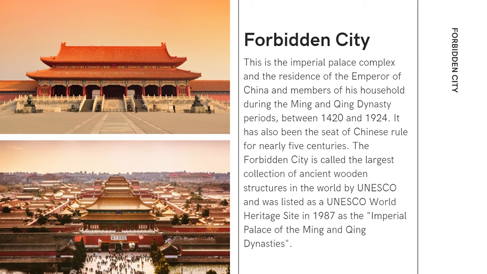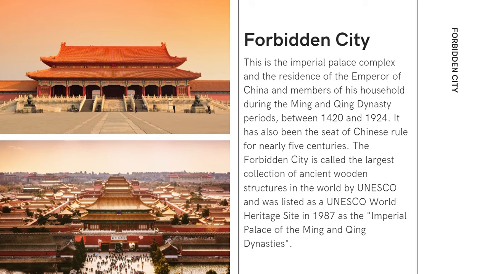Forbidden City. This is the imperial palace complex and the residence of the Emperor of China and members of his household during the Ming and Qing dynasty periods. Between 1420 and 1924, it has also been the seat of Chinese rule for nearly 5 centuries.